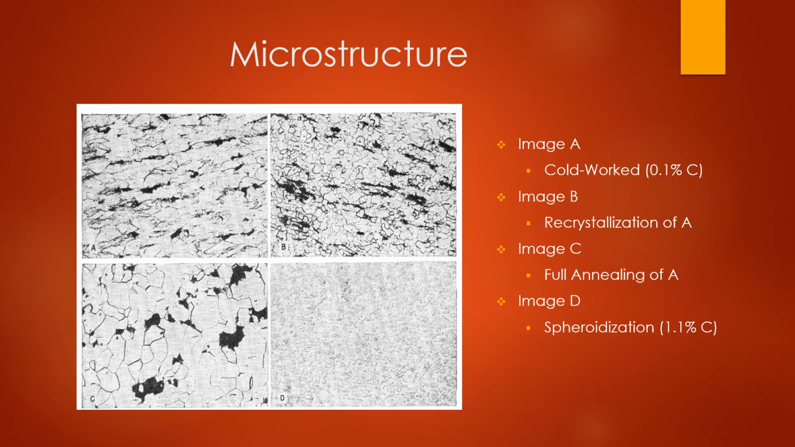And in the case of C, with full annealing of A, we see the phase equilibrium microstructure. And since this is a hypoeutectoid steel, it contains coarse ferrite grains with no signs of cold work. And image D is of a hypereutectoid steel with higher carbon concentration that undergoes spheroidization, and we can see that the spherical shaped cementites are within a ferrite matrix.